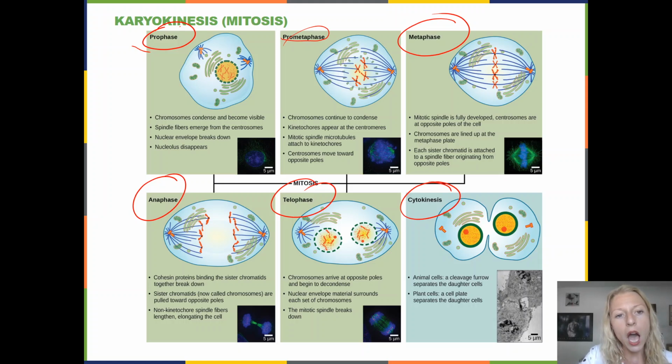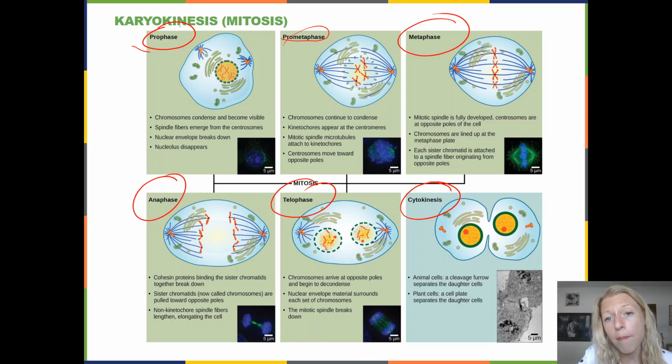Okay, so during prophase, our chromosomes condense and become visible. They go from being unwound in the double helix form to being condensed, wrapped around those balls of histone protein and condensed into chromosomes. The nuclear envelope is going to break down and the nucleolus is going to disappear.